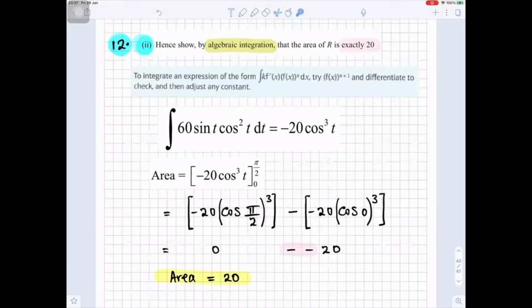So you substitute pi over 2, and don't forget it's cube. Put cos pi over 2 all cubed times minus 20, and you substitute the 0. It's cos 0 all cubed times minus 20. Cosine of pi over 2 times minus 20 will give you 0. And minus will be plus. Cos 0 is 1, 20 times 1 will be 20. So the area would be 20.